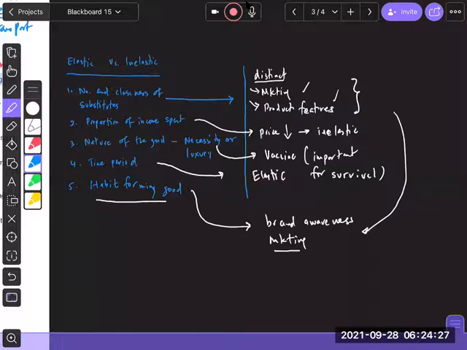Time period is not under your control, right? Time period is such that in the long run you will have substitutes, and your demand will become more elastic.